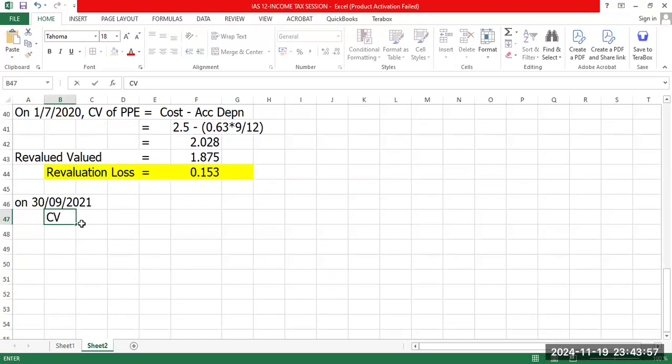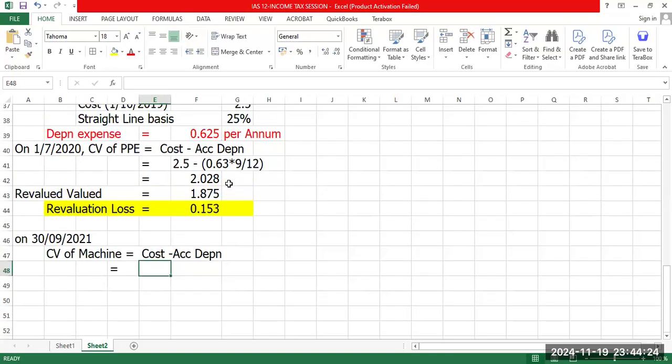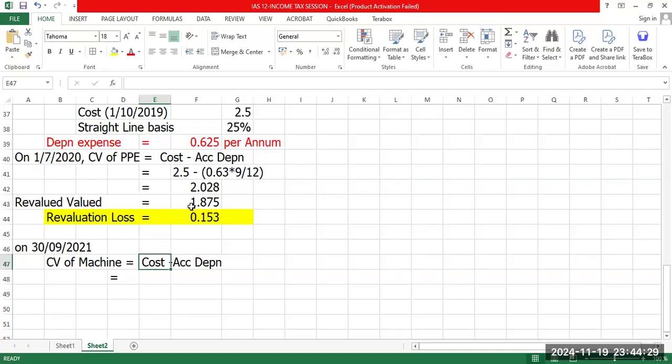The question is, what is the carrying value of this machine? It is equal to cost minus accumulated depreciation. But recall, colleagues, the moment you revalue, the initial cost must change. You cannot rely on the initial cost when you had the previous revaluation. So the cost will be the previous revaluation. What was our previous revaluation? The valued amount, 1.875.